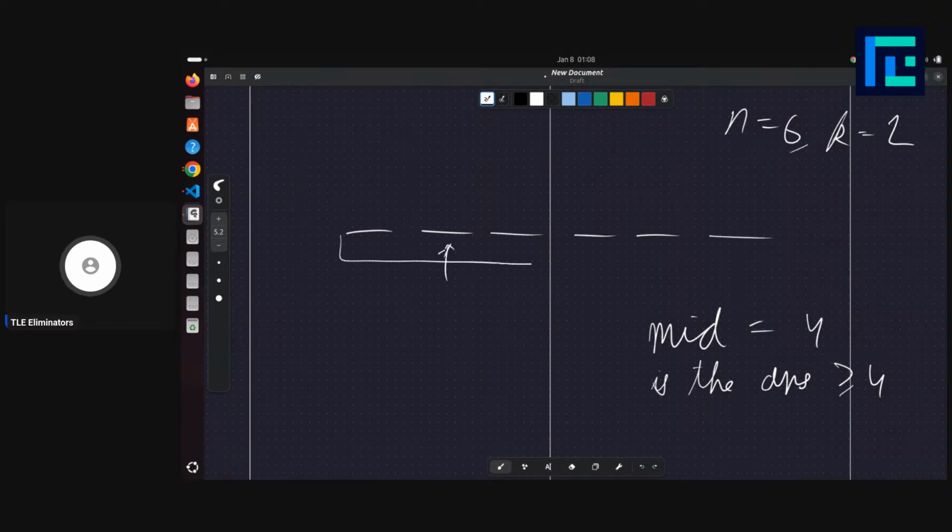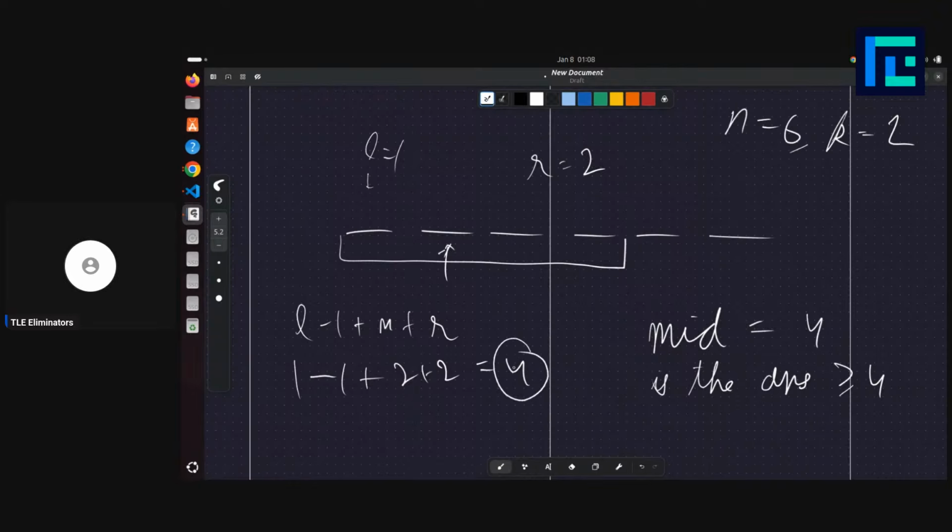So let's say if you are checking this, then L is equal to 1 and R is equal to 2. The minimum amount of time that you will take to fill this portion would just be L minus 1 plus max of L, R. So 1 minus 1 plus 2 plus 2, which is 4. So if you want to fill this region, you will take 4. Then you will check this other region. If you check this, then L is 0.